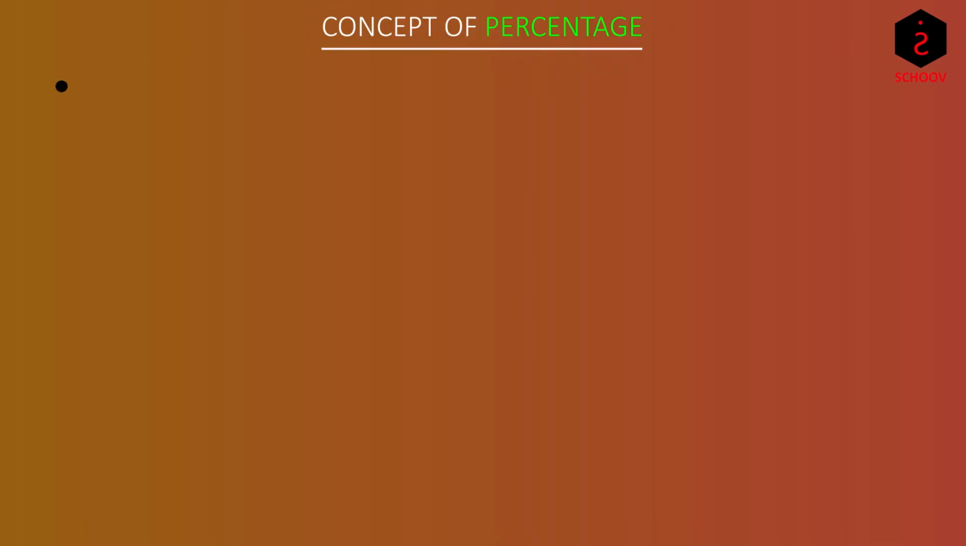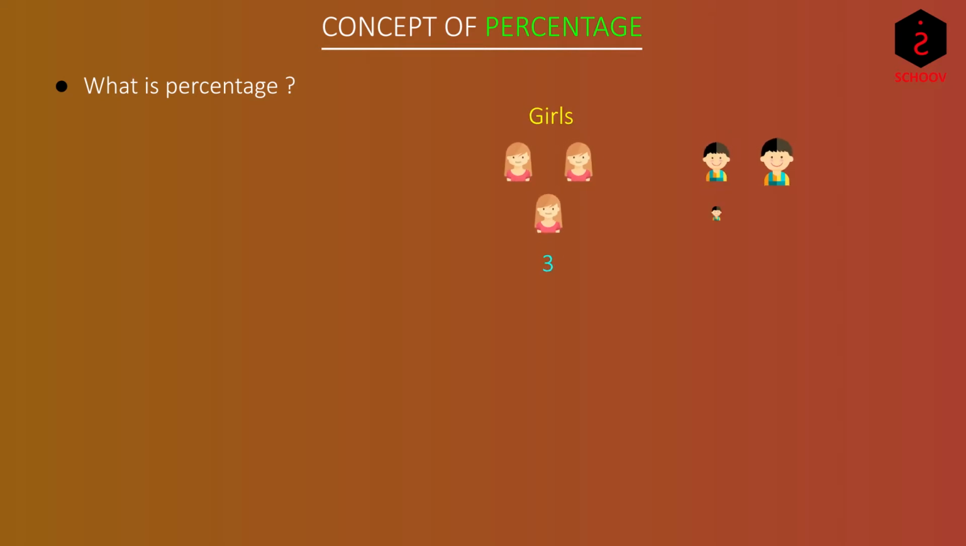So kids, what is percentage or percent? Yes, we sometimes call it percent. Let's take a simple example to understand. In a group of 3 girls and 4 boys, what is the ratio of girls to boys? Very simple. It's 3:4. We can also write it as a fraction, 3/4.